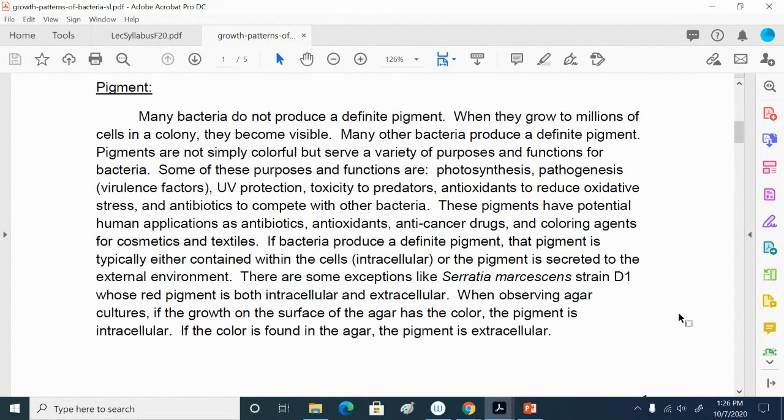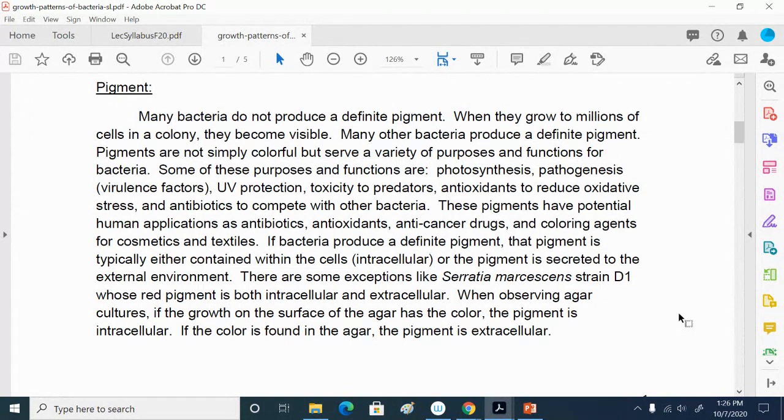Some of these pigments are toxic to predators, so there are protozoa like paramecia that love to eat bacteria. And so eating some of these bacteria will kill that paramecium. So these pigments can be toxic to predators. They can serve as antioxidants, to neutralize free radicals. And some of these pigments are actually antibiotics that certain bacteria use to inhibit or kill other competing bacteria. So the pigments do serve a purpose, not just to make the bacteria colorful and pretty.